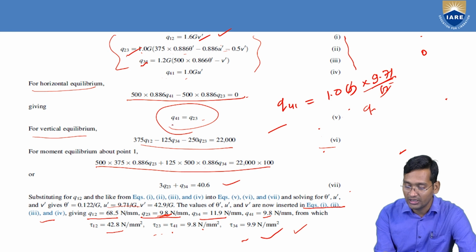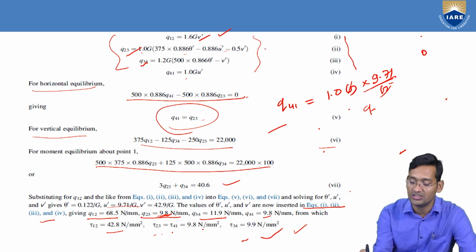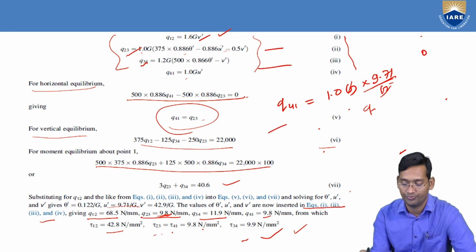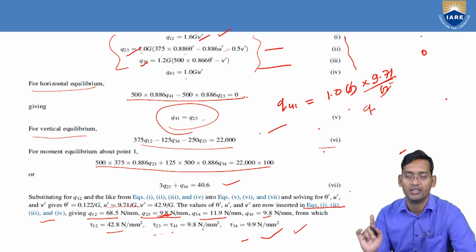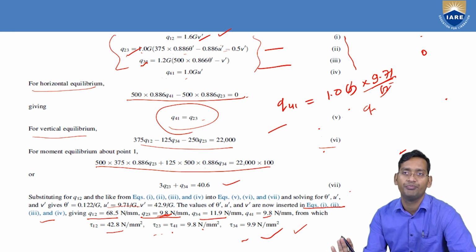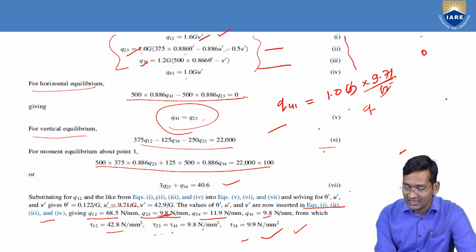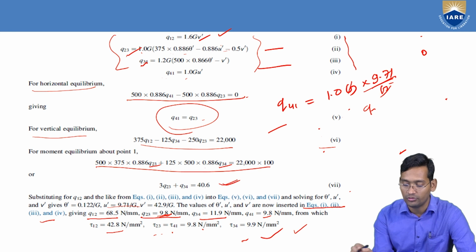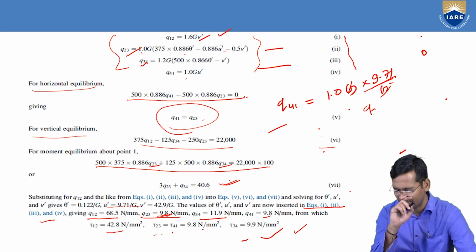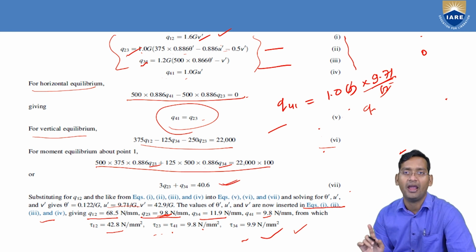Now substitute here Q41 equals Q23. Just equate this one and this one. From there, simplify, you will get another equation; put it as equation number 9. Next, here the moment equation is there. In that, again substitute Q23, Q34, simplify, you will get this equation. So that is again another equation in terms of theta dash, u dash and v dash.